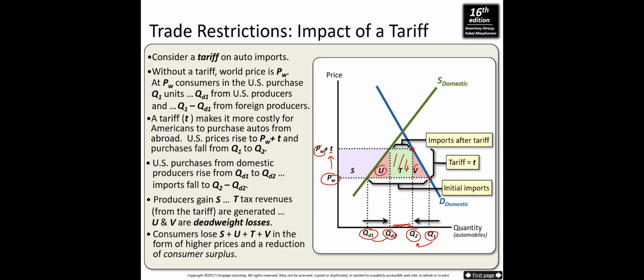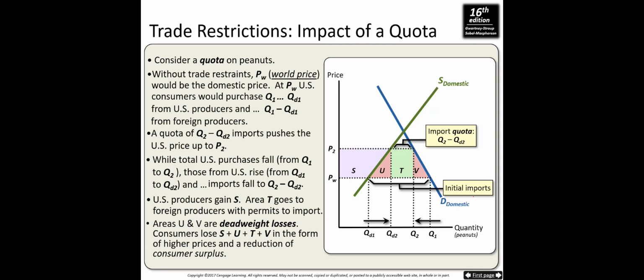And U and V are deadweight losses. Why? Because now consumers who were able to buy at the PW price cannot buy, so they leave the market. That's why it's the case. And here, the consumers in the domestic market were able to pay this price before, but now because of the tariff, they need to pay higher prices for domestic products as well. This is a loss as well. And also this goes to the tariff tax, and therefore this many people are not going to buy imported cars. So consumers lose S plus T plus U plus V in the form of higher prices and the reduction of consumer surplus. Now let's look at the case of a quota. Very similar story.